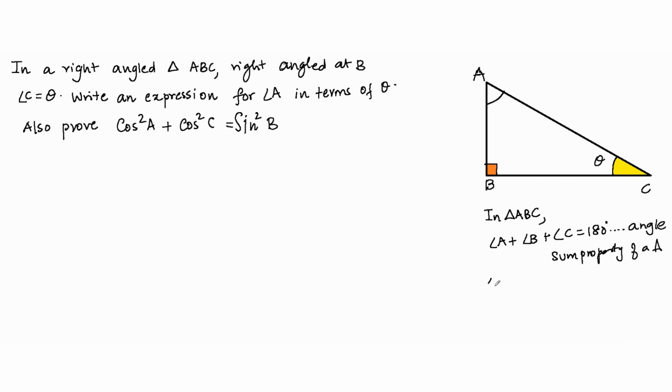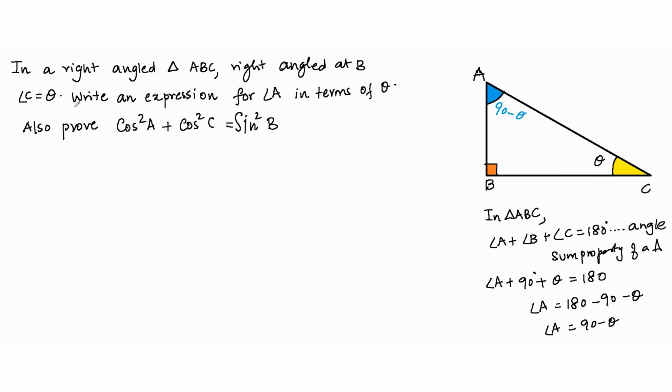So I know that angle A plus angle B, which is 90, plus angle C, which is theta, is equal to 180, which means angle A is 180 minus 90 minus theta, and therefore angle A is going to be 90 minus theta. So the expression for angle A is therefore 90 minus theta. Let's mark the angle. Now we have to prove the following. We have to prove that cos square A plus cos square C is equal to sin square B.